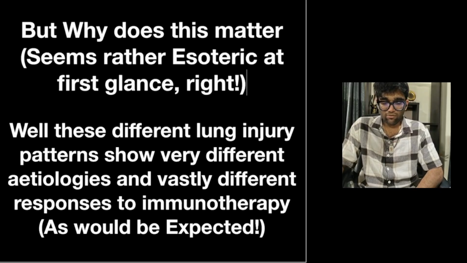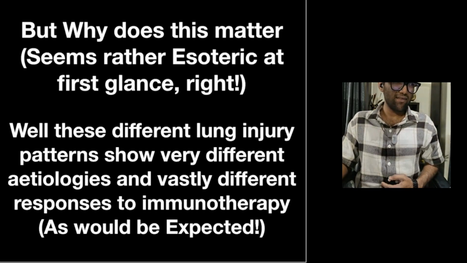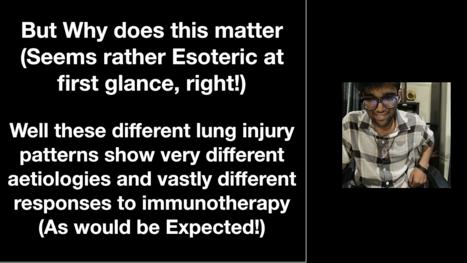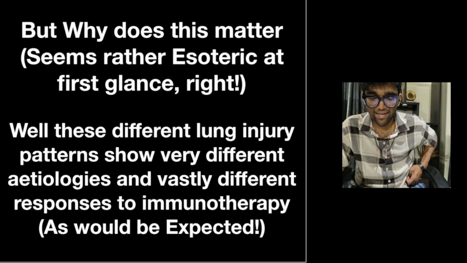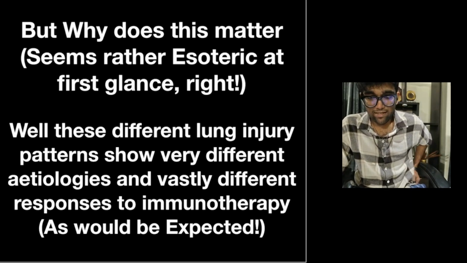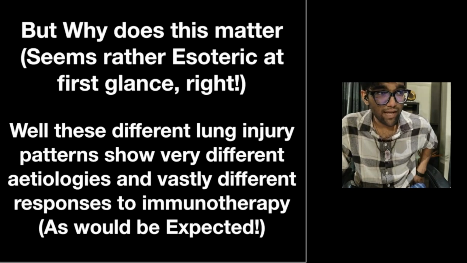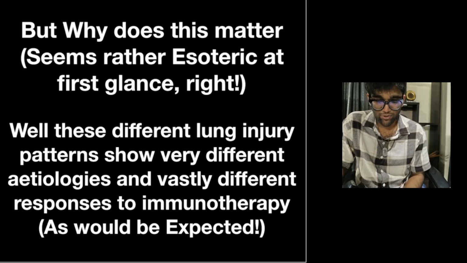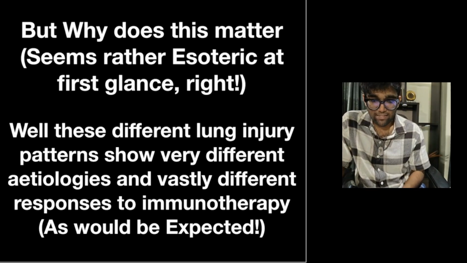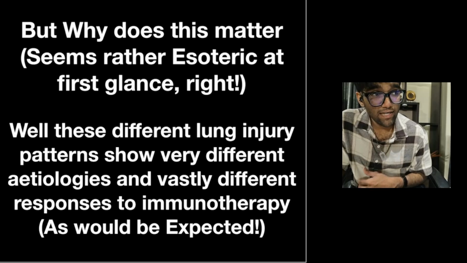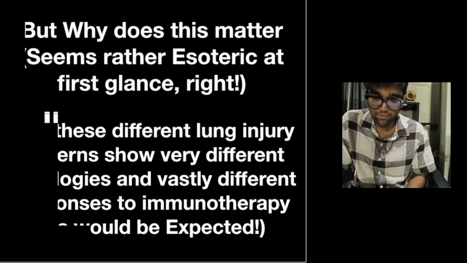This seems like a very esoteric, unnecessarily complicated understanding of something that can just be randomly remembered, much like a lot of things I discuss on this channel. But obviously there is a lot of nuance to this, and that helps you diagnose diseases. So that is why I've gone into so much detail. These different lung disease injury patterns show very different etiologies, and therefore they respond very differently to immunotherapy, and that is why it is important to know them.